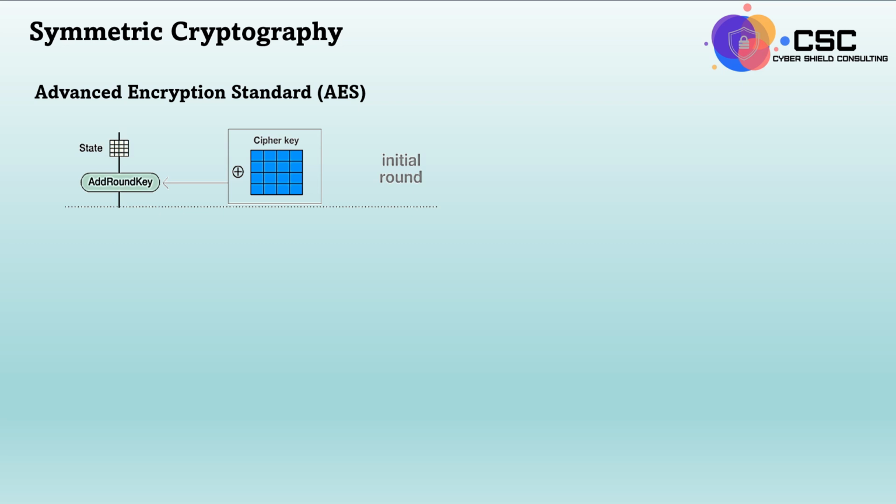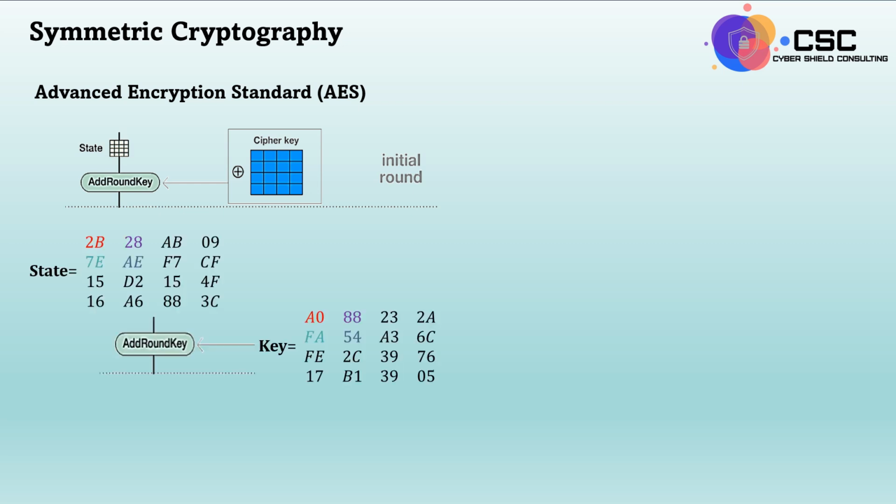The AES encryption process begins with an initial round, where the first transformation is applied. This is called add round key. At this stage, the plain text is stored in a 4x4 matrix called the state matrix, and the cipher key is applied using an XOR operation.